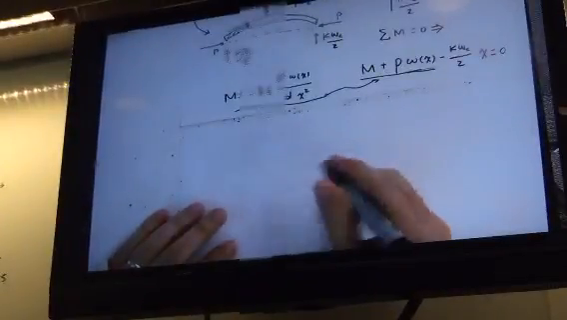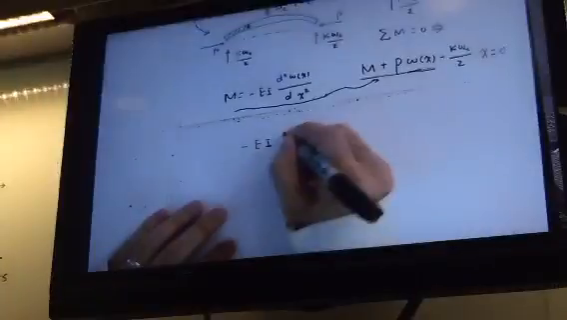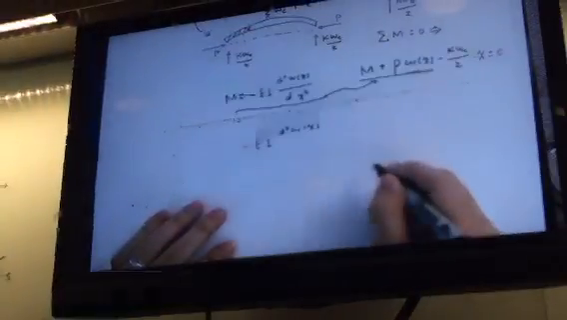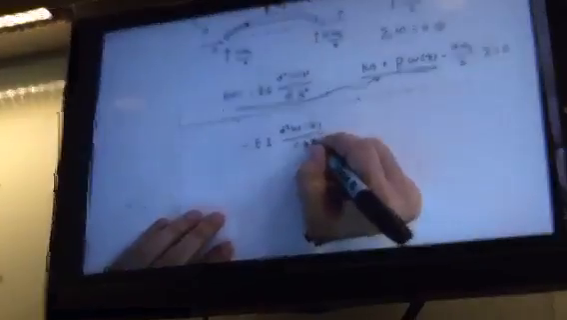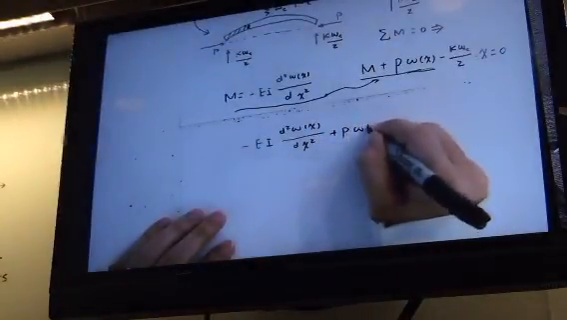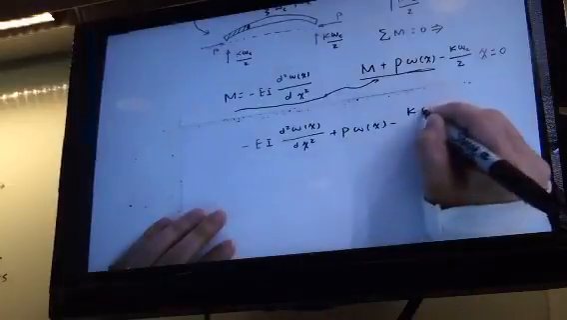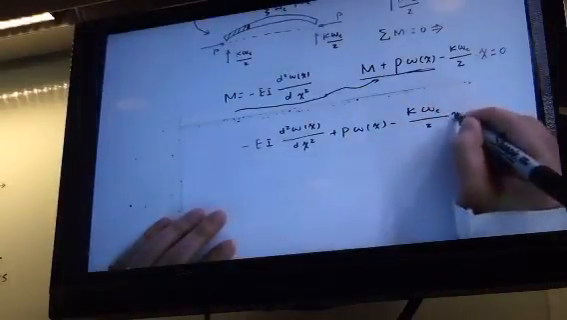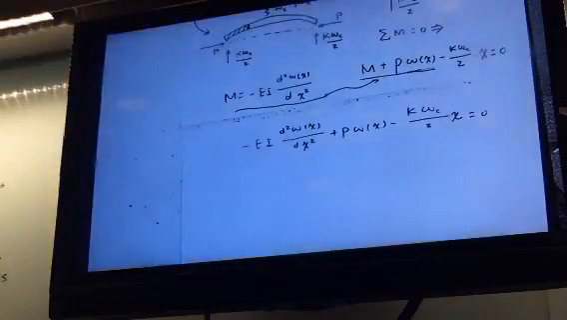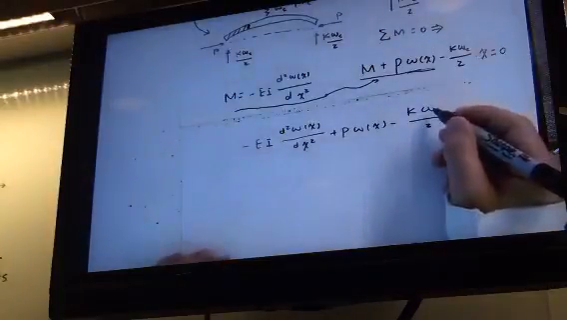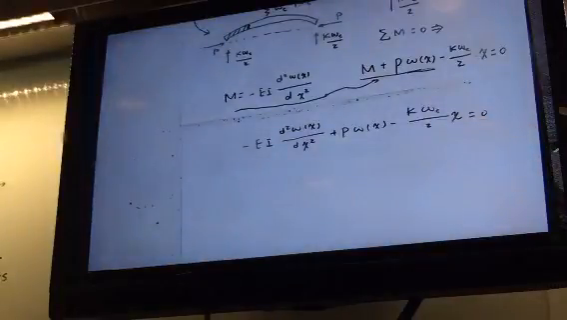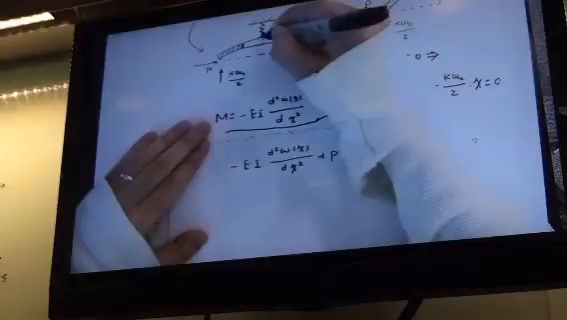It would be minus EI d⁴w/dx⁴ plus P w(x) minus K w_c equal to 0. So everything is in terms of x now, w(x) and x. Capital K is a spring constant, the elastic constant of that spring. w_c is the deflection at that point, the deflection here is w_c.